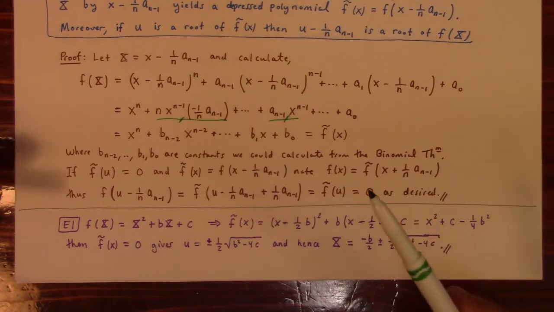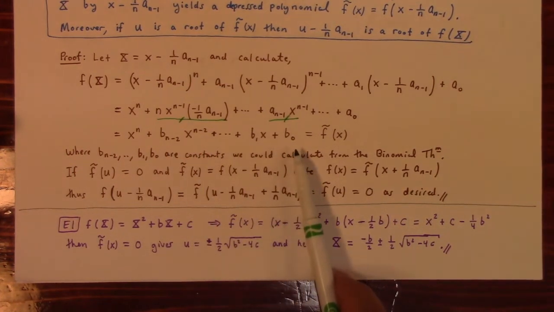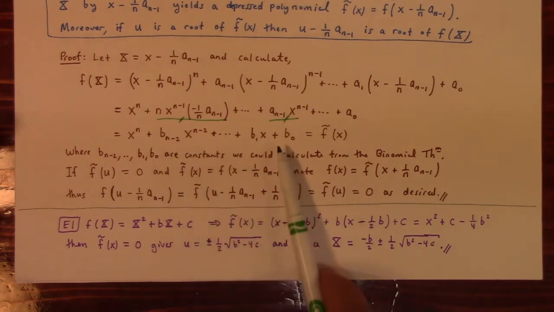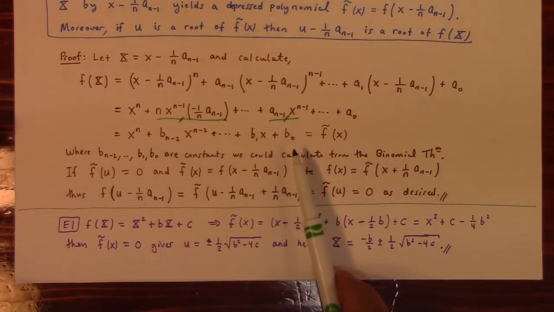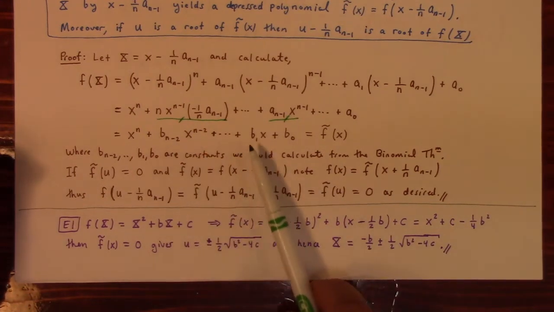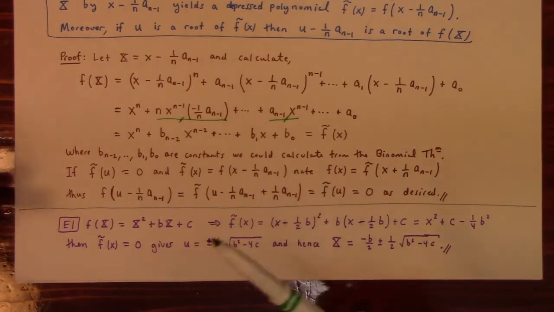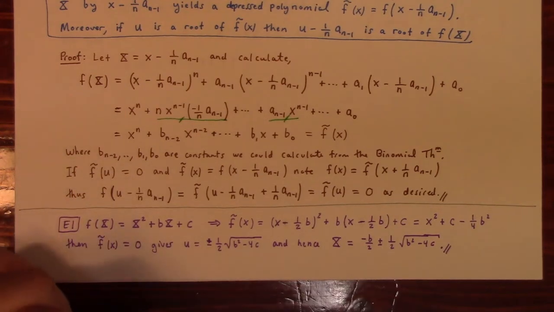Now, here the constants b sub n minus 2 to b1 and b0, these are somewhat complicated and involve the original coefficients jumbled around a bit. And we'll see how these coefficients are given for the specific cases of n equals 2 and n equals 3 in this video.